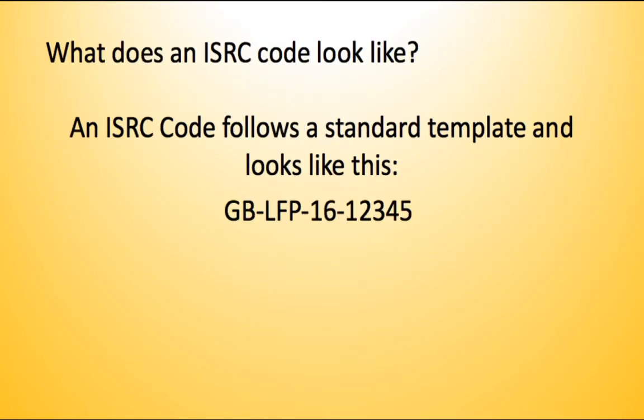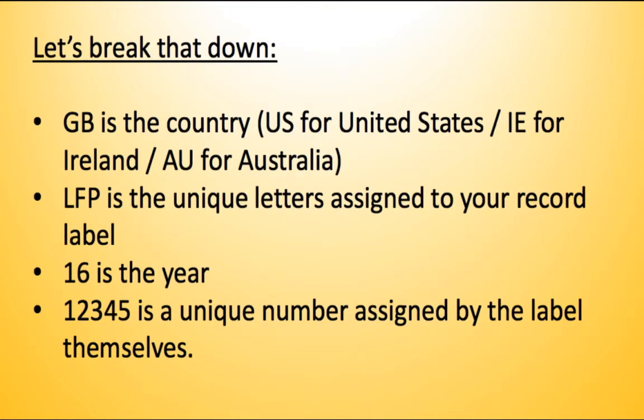What does an ISRC code look like? I'm glad you asked. An ISRC code follows a standard template and looks like this: GB-LFP-16-12345. Let's take a closer look and break that down. In what we just showed you, the GB is the country, which is Great Britain. It would be US for the United States, IE for Ireland, AU for Australia, and so on.